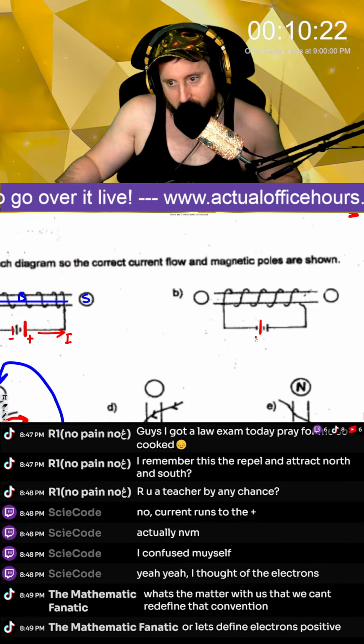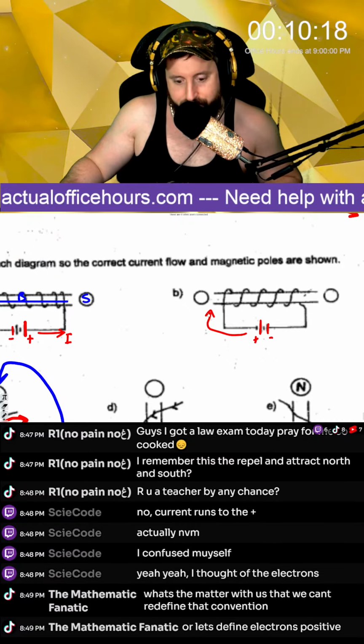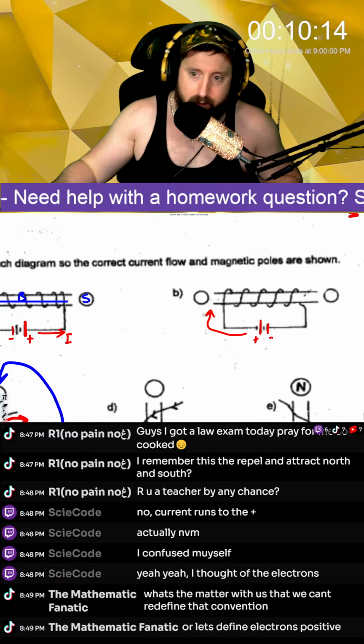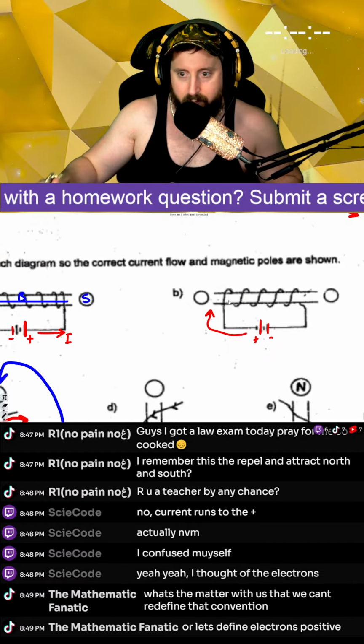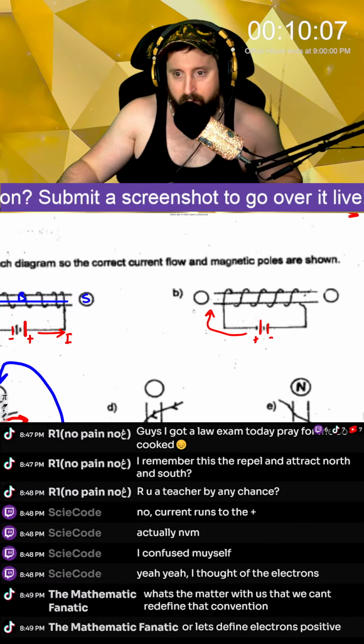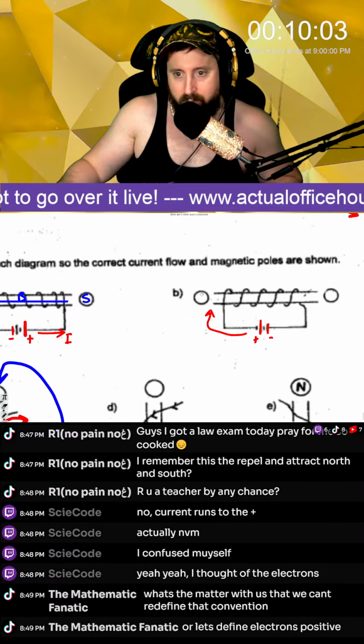Okay, so sorry. So this is positive. This is negative. So you have current going this way. Okay, so current is still going up and over. Interesting. So it's still going to be north-south. Yeah, I think so.